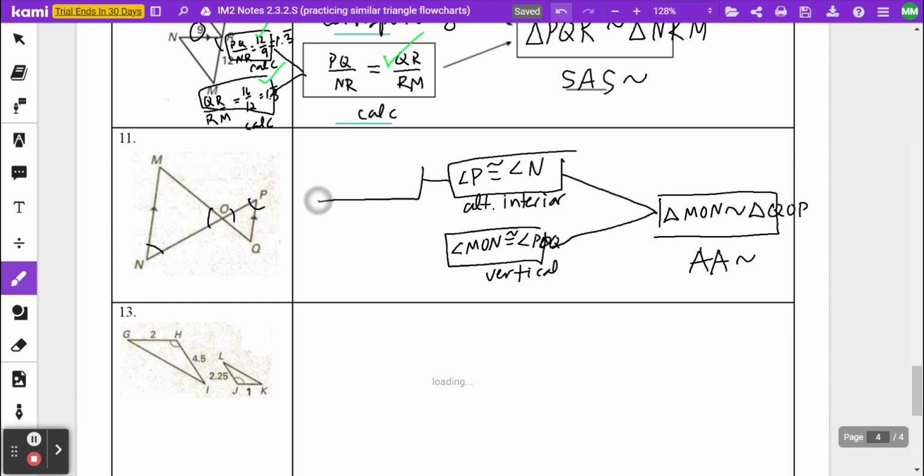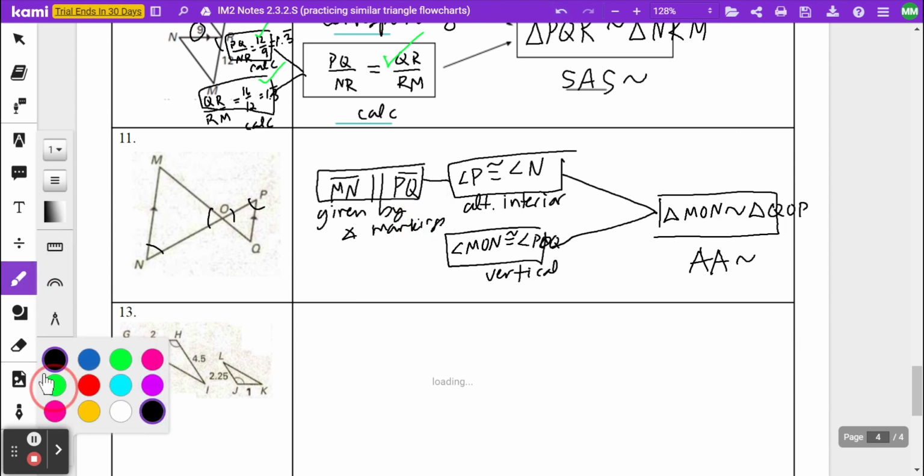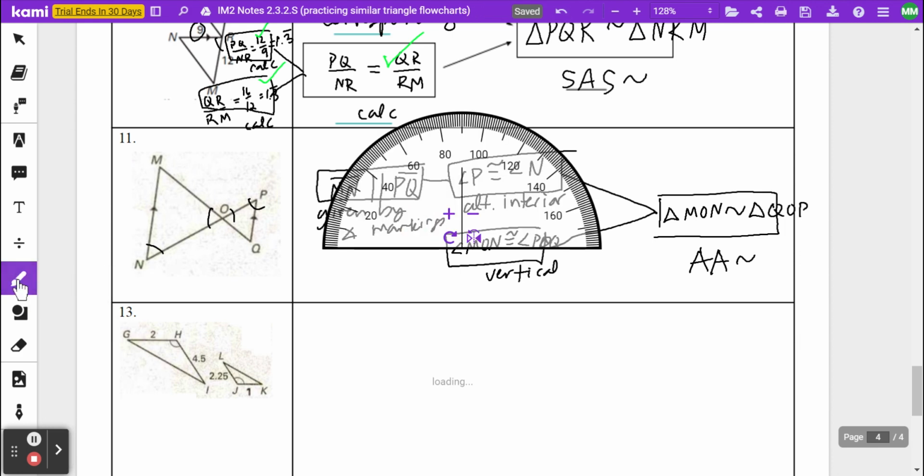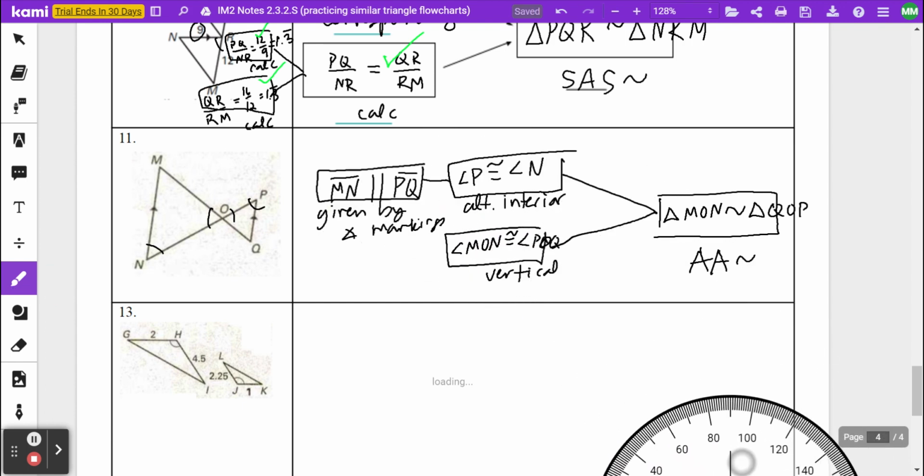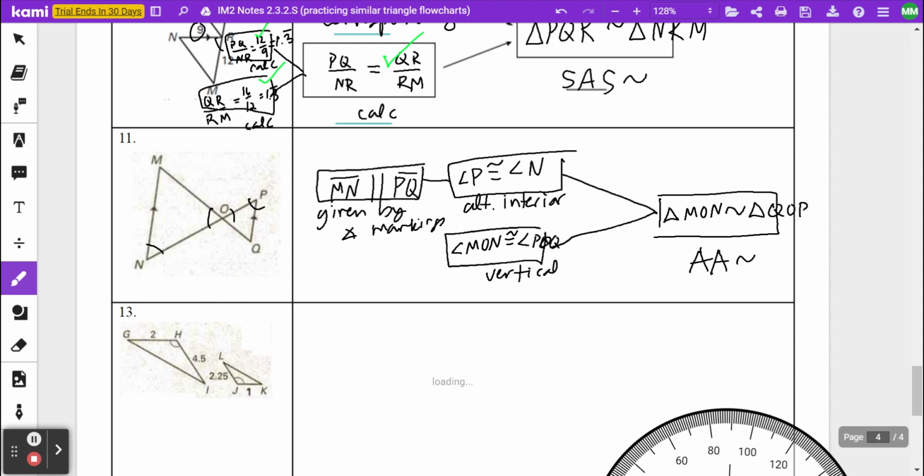So we have MN, the line segment MN is parallel to the line segment PQ, which is given by angle markings. Let's see if we did a good job. Oopsie. How do I get rid of that? Well, we might be stuck with that on the bottom of the page for the rest of class. That'll have to be okay.